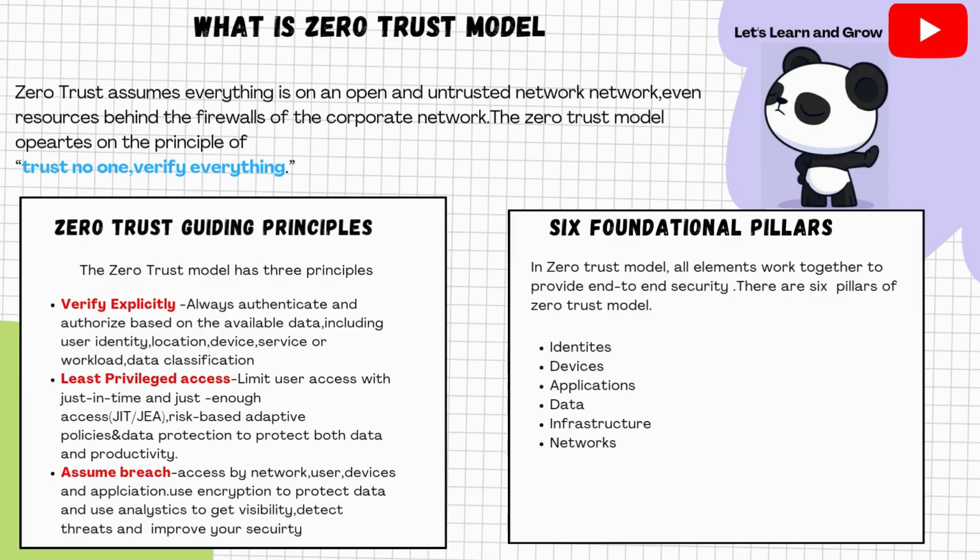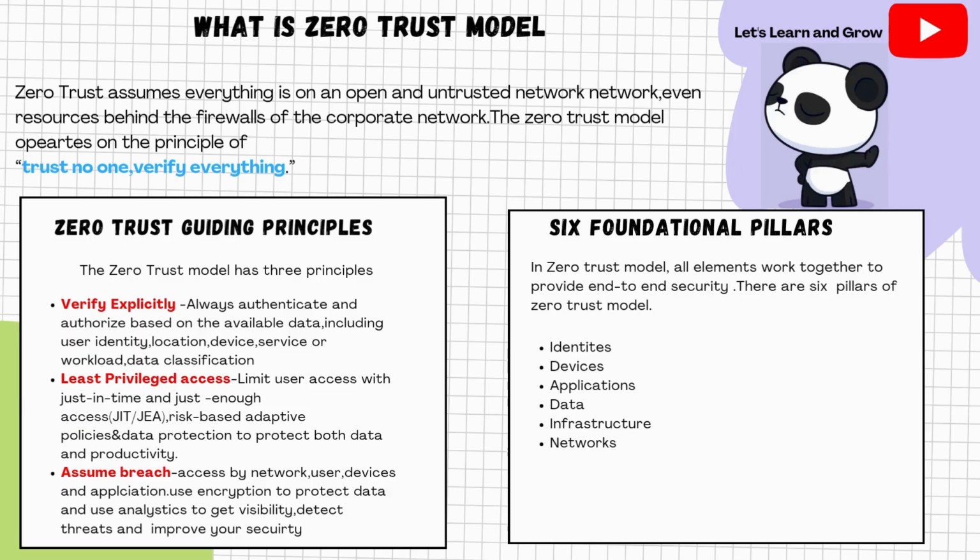Verify explicitly: always verify everything, always authenticate and authorize based on available data, including user identity, location, device, service, or workload data classification. Least privilege access: limit user access with just in time and just enough access. For example, if you're working in a corporate company, you might have observed that you have to activate your PIM roles. That gives you a timeline within which you can access the environment, which is just in time and just enough privilege access.